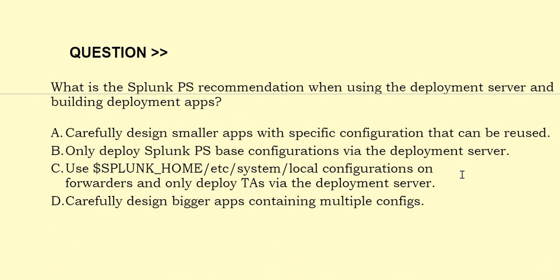Option B. Only deploy Splunk PS base configuration via the deployment server. Option C. Use $SPLUNK_HOME/etc/system/local configuration on forwarders and only deploy TAs via the deployment server. Option D. Carefully design bigger apps containing multiple configurations.